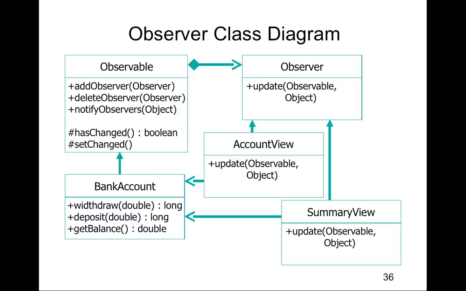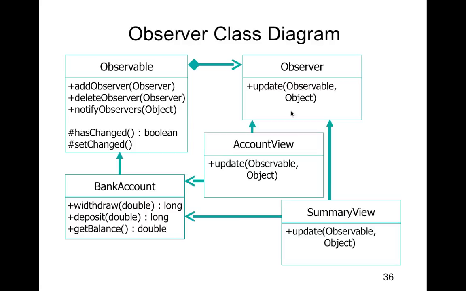So here's the observer class diagram, where we have the thing to be observed, the observable, with the observer, the person observing it, the updater, with the account view, which is the view component, the summary view component, and then we have the data over here, the bank account. So the bank account might have add observer, delete, notify observer, has changed, set change, withdraw, deposit, and get balance in this kind of functionality. And then the update this view, update that view, and then, oh look, an update occurred.